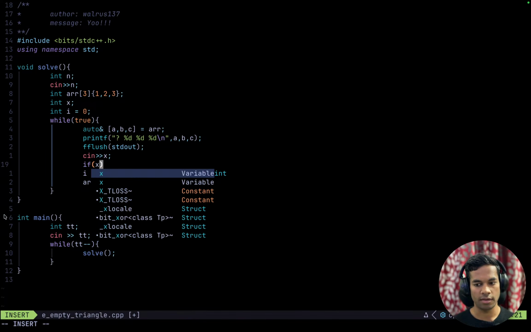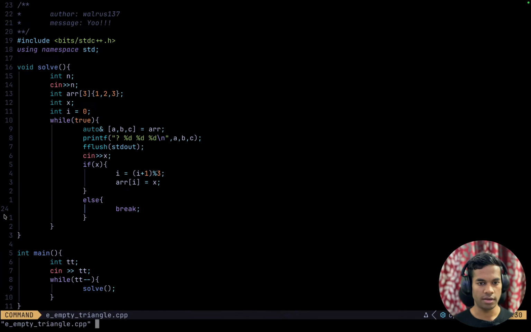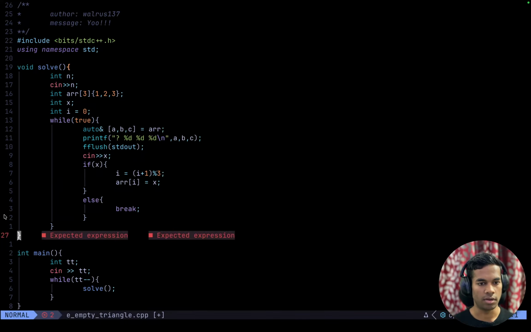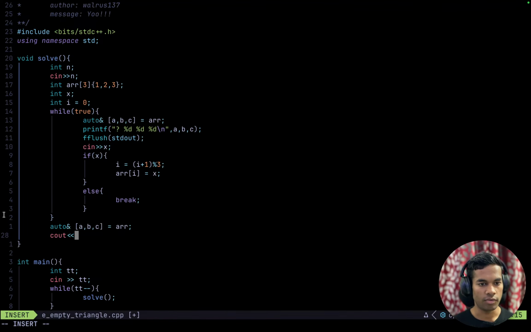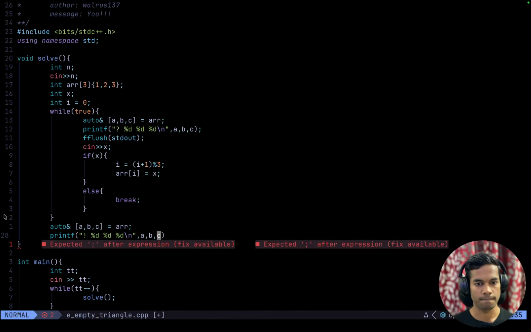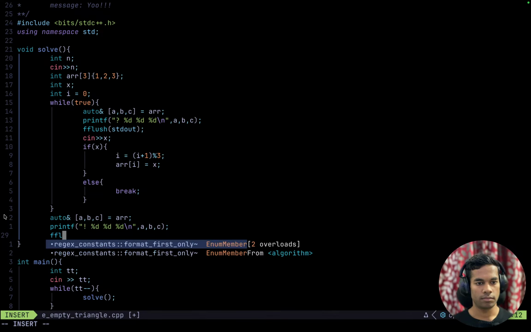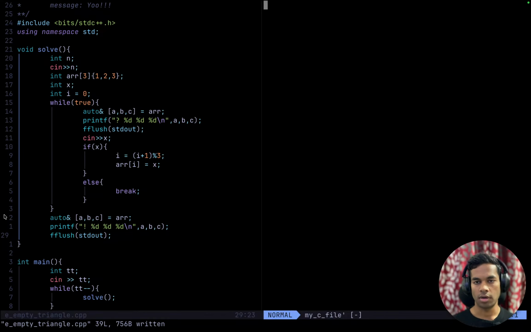Wait, before that, if x is 0 then break, and if x is 0, then here we'll just say auto reference a b c equals, and if this actually is the answer, then it will be actually pretty cool. Printf a, plus standard out, compile.